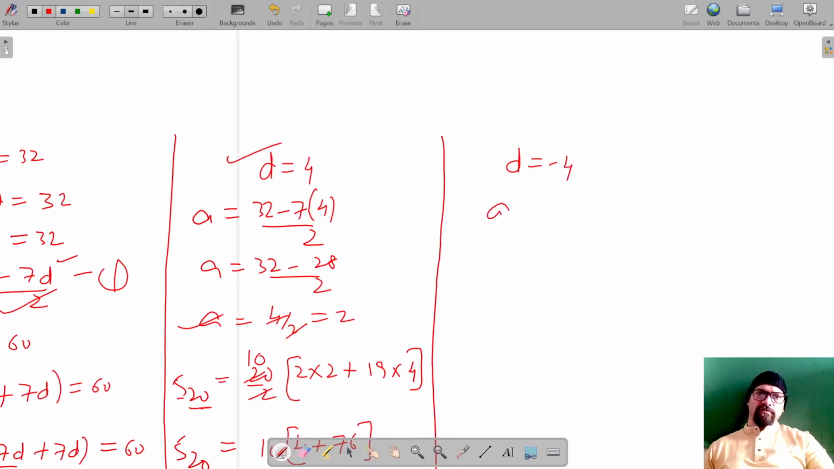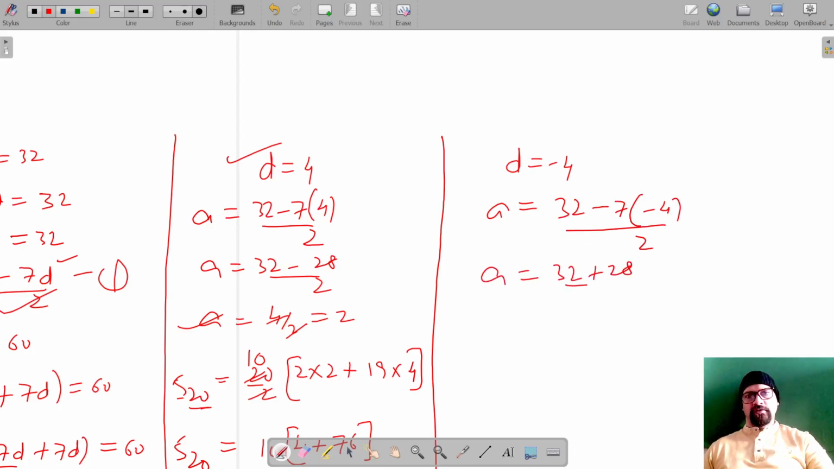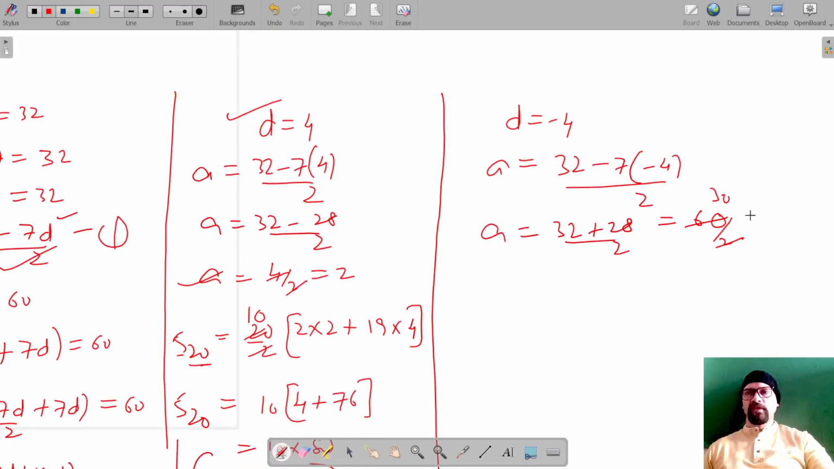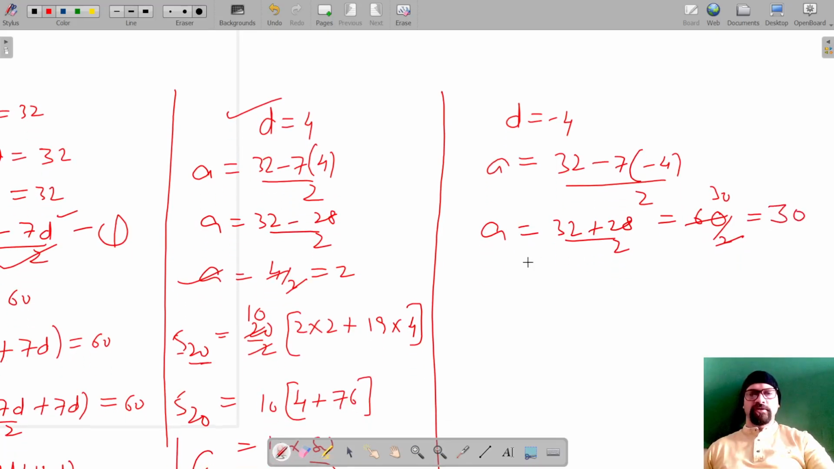Okay, now when D is equal to minus 4, let's try to get A. So this is 7 into minus 4 divided by 2. So A is equal to 32 plus 28 divided by 2. And this is 60 by 2, which is 30. So A is equal to 30.